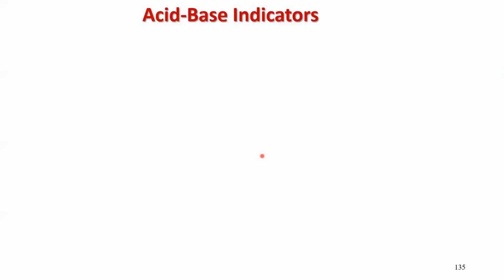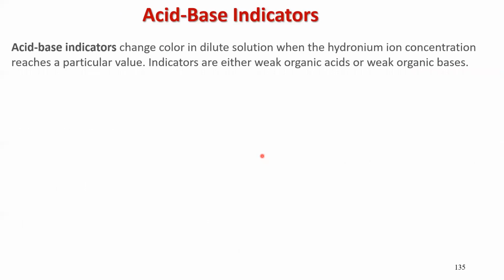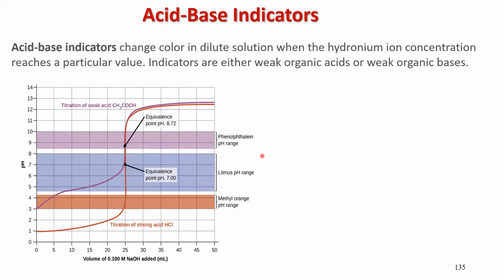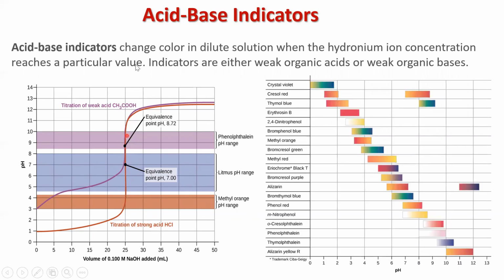Last thing we need to talk about in this chapter is a little bit about indicators. So acid-base indicators are just substances that we can add to a solution, and they change colors depending on what the hydronium ion concentration is. So as an example, we kind of looked at this before. Methyl orange changes colors around here. Litmus changes colors around here. Phenolphthalein, which you had in your lab, changes colors up around here. And no way do you need to know this.